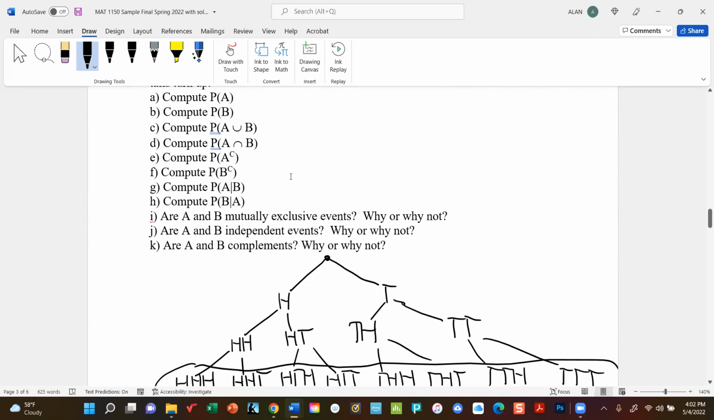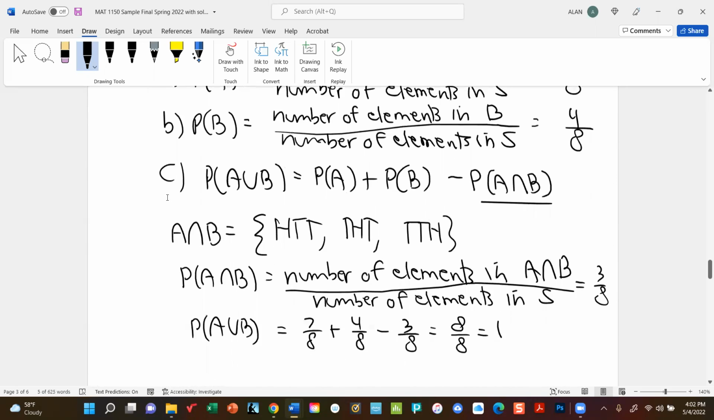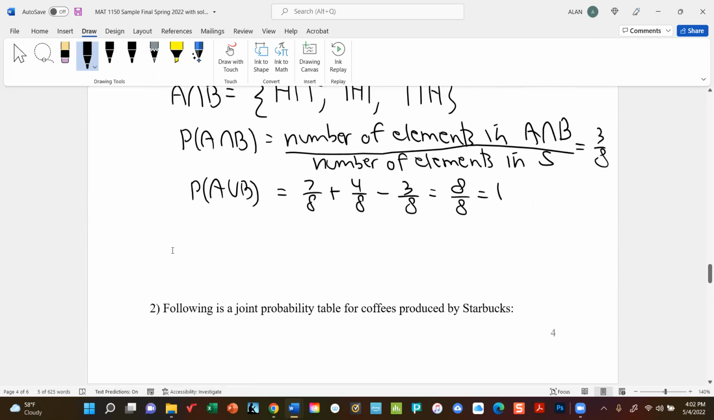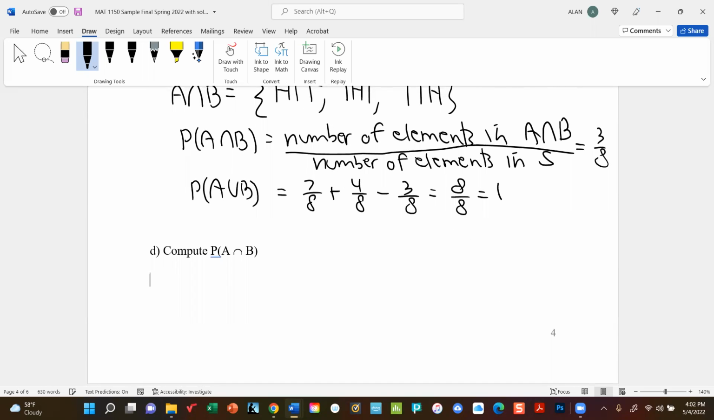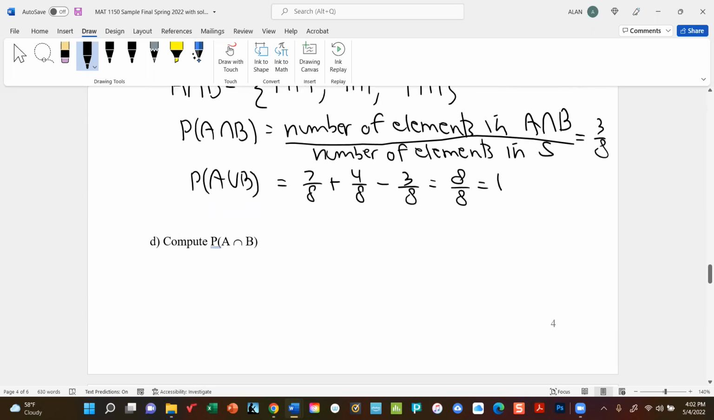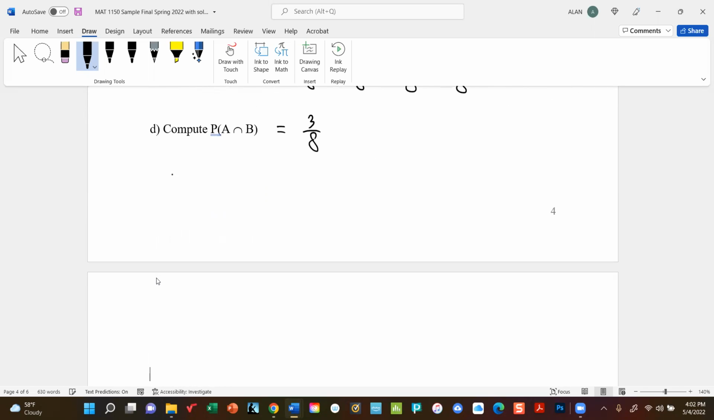Oh, it's way up here. Okay. D is actually the probability of A intersect B, which we just got through proving is 3/8 because the intersection has only 3 elements, and there's 8 in the total sample space.